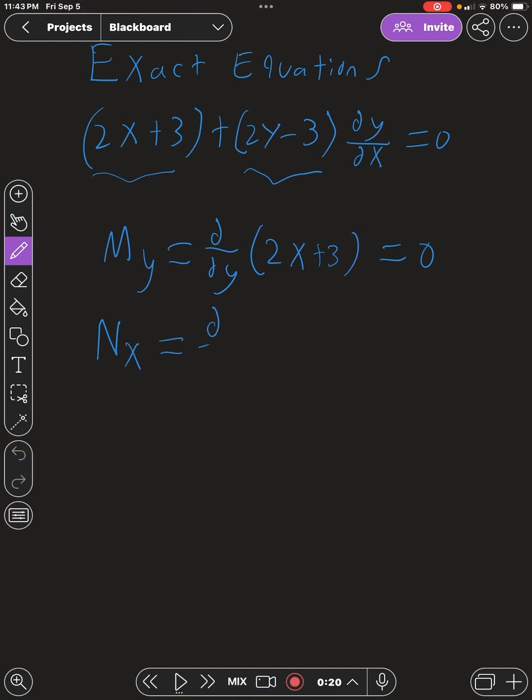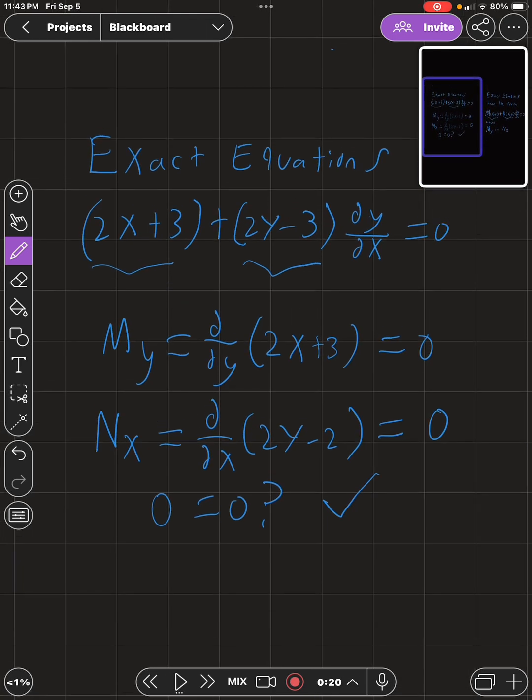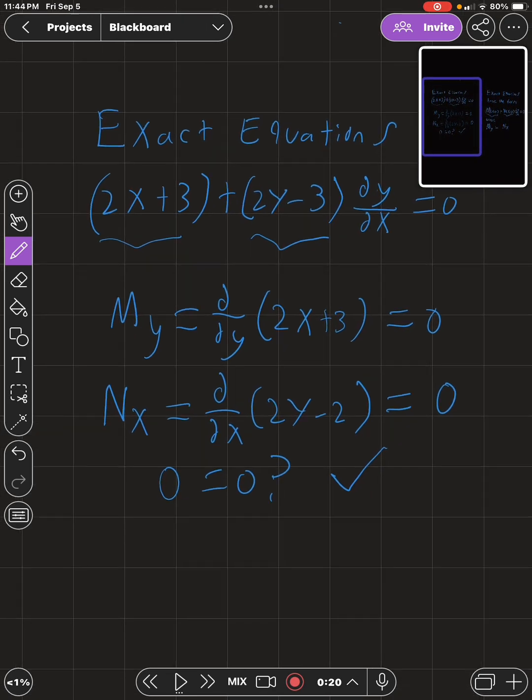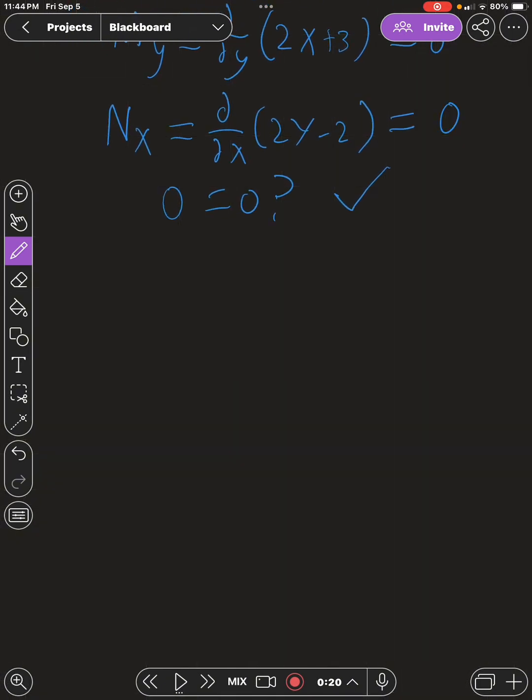What is that going to be? It's going to be the derivative with respect to x of 2y minus 2. Again, in this case there are no x's in here, so everything is treated as a constant, so we're going to get 0. Now the question is, is M_y equal to N_x? Is 0 equal to 0? Yes, 0 equals 0. So this is an exact equation. We can solve it by using this exact equation solution method. Remember, the theory behind all these exact equations is to find a potential function.